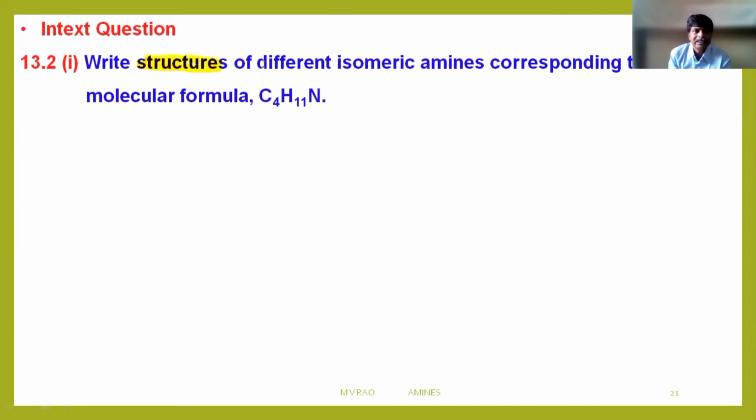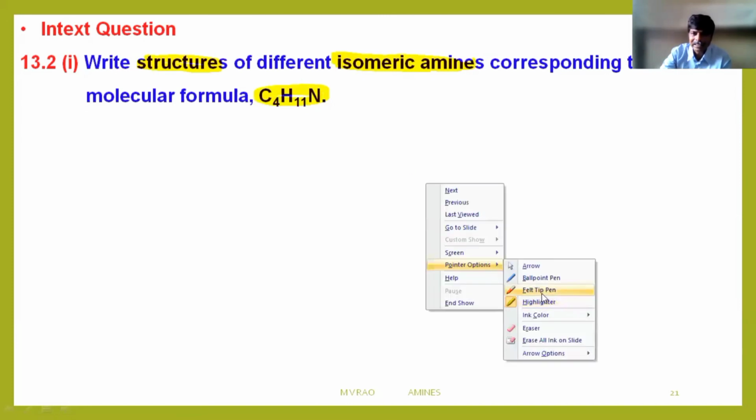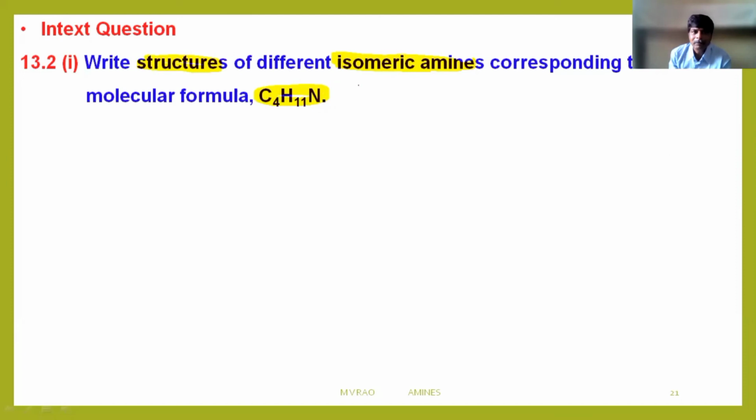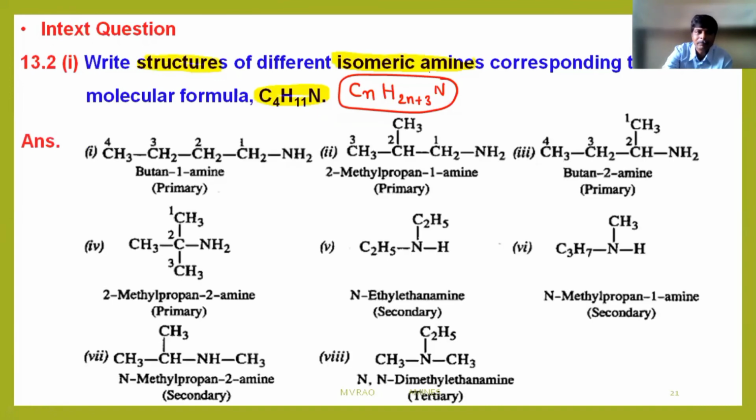Write structures of different isomeric amines corresponding to the formula C4H11N. Do you know the general formula of amines? The general formula of amines is CnH(2n+3)N. With this formula, three types of amines are possible: primary, secondary, and tertiary. With this formula, a total of 8 structural isomers are possible.